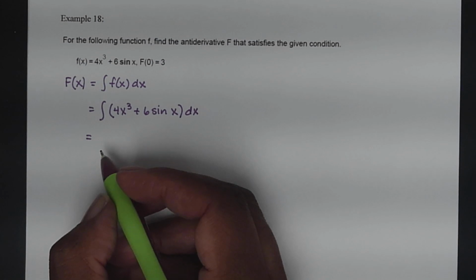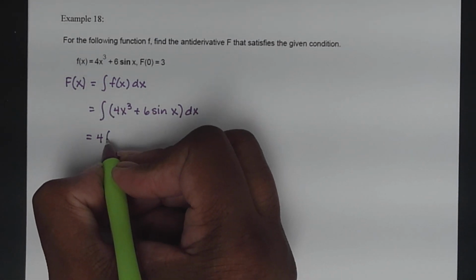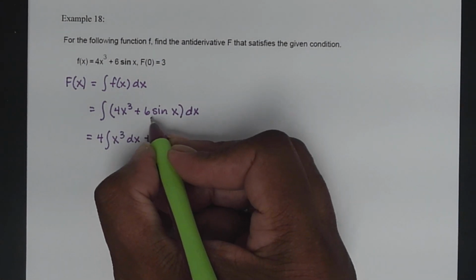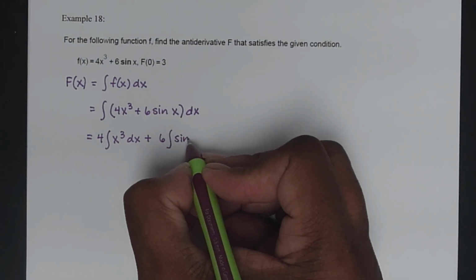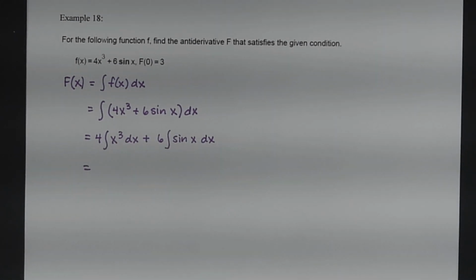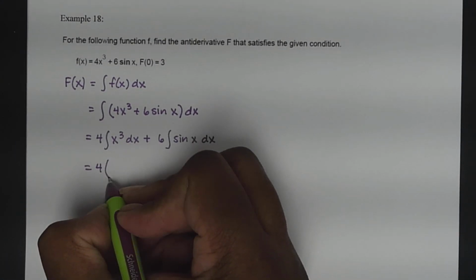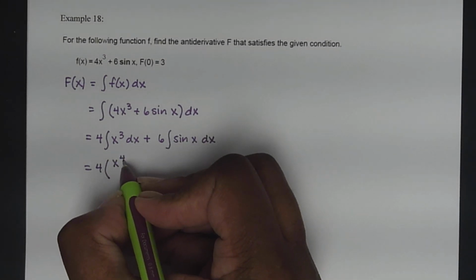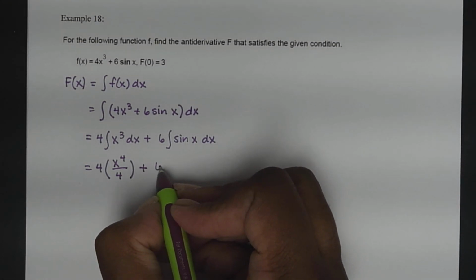And in this case here, let's break this up. That 4x cubed, I'll pull the 4 out in front and take the integral of x cubed dx plus, for the 6 sine of x, I'll pull the 6 out in front, so it'll be 6 times the integral of sine of x dx. This first part right here, I'll use the power rule. Bring the 4 down. For the integral of x cubed dx, I'll increase the power by 1, so it'll be 3 plus 1, which is 4, over the new exponent of 4, plus 6 times.